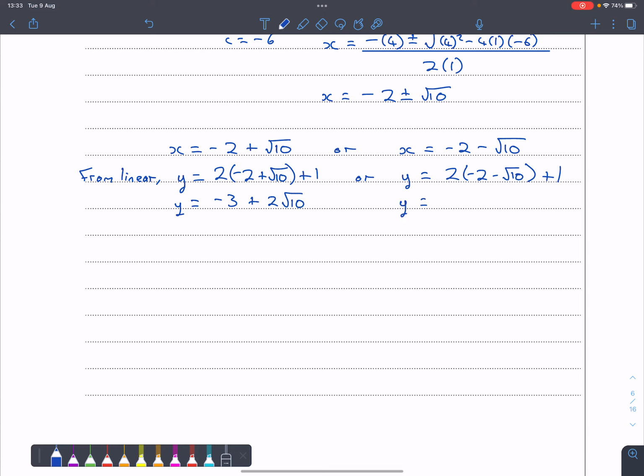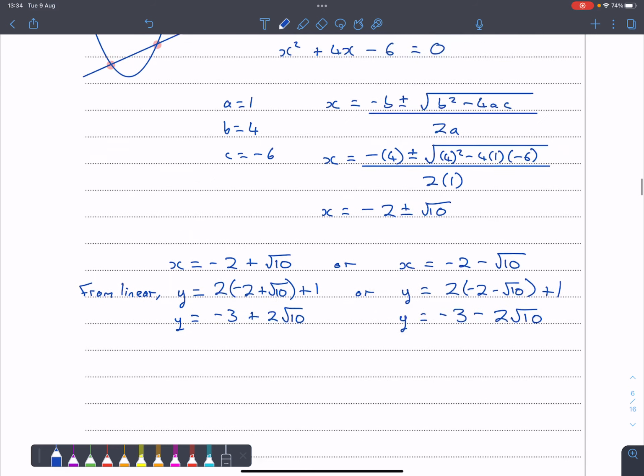Or, from the other one, 2 lots of negative 2 minus root 10, plus 1, which is negative 3 minus 2 root 10.